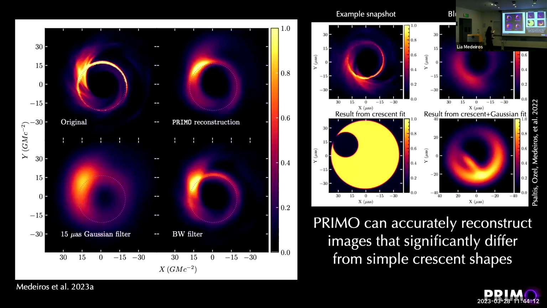And so we are able to fit effectively the same image, the exact same snapshot. I just rotated it for reasons that I can get into if you'd like. But we are able to actually fit the snapshot without the bias in the ring size that we see from these analytic crescent fits with Primo.